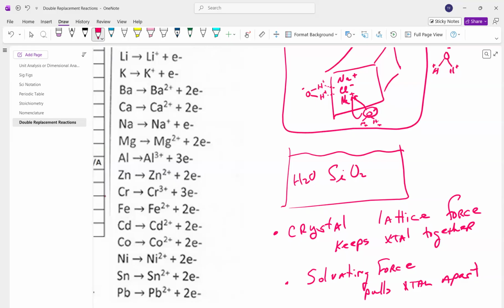Now, one of these is affected by heat, temperature, and the other is not. Solvating, temperature affects it. It makes it more effective. So the higher the temperature, the more effective the solvating force becomes. So you may put something in cold water and stir all day and nothing happens. You warm it up, it dissolves. That's because the solvating force is directly related to temperature. Higher the temperature, stronger the force. Crystal lattice force, not temperature affected at all.